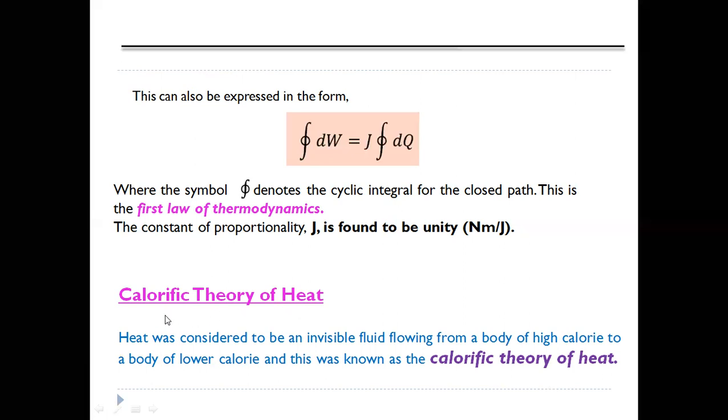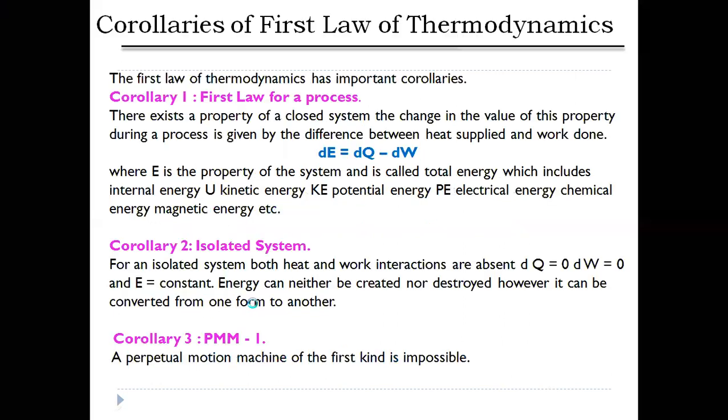Calorific means it is a measurement of heat. So heat will always flow from a higher energy body to a lower energy body. This is the definition of the calorific theory of heat. And next, coming to the corollaries of the first law of thermodynamics. Basically, there are three corollaries of the first law of thermodynamics.